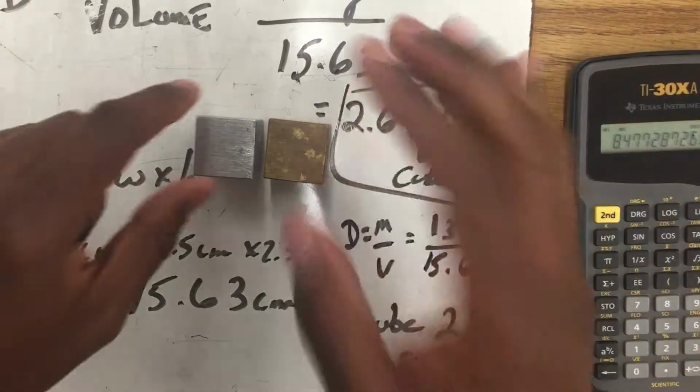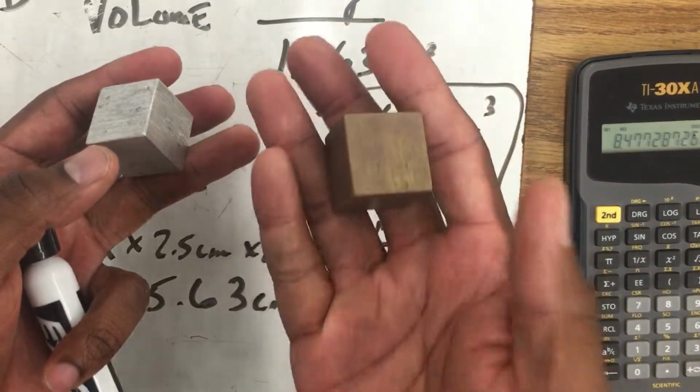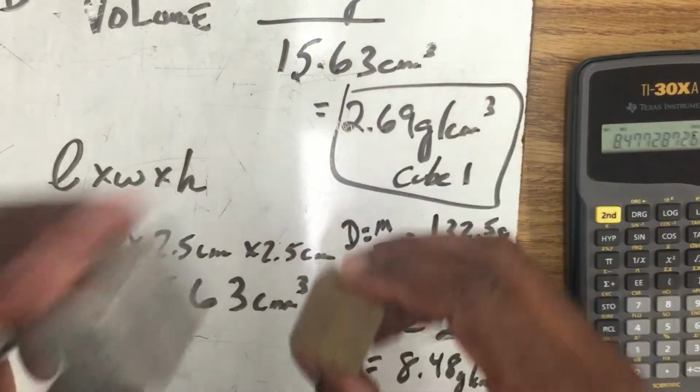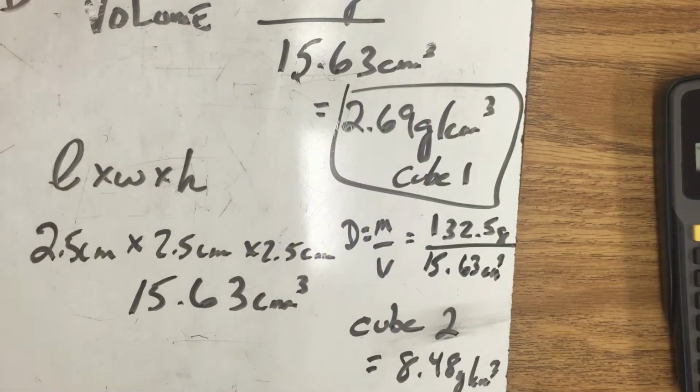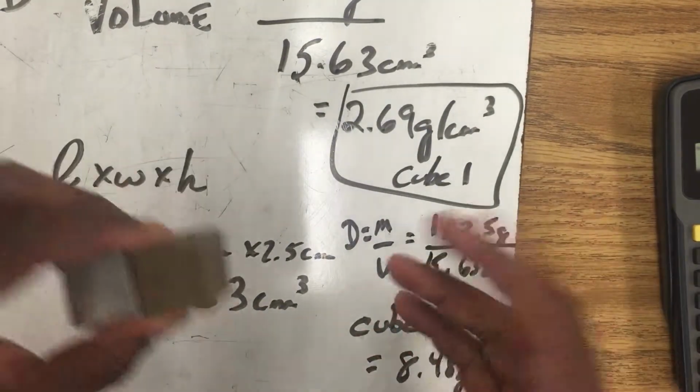Okay, so if you actually held them in your hand, you'd be able to tell that right away, because this one right here is heavier than this one, even though they're the same size, but you couldn't tell by looking at them. All right, so that's how you actually calculate the density of an object.